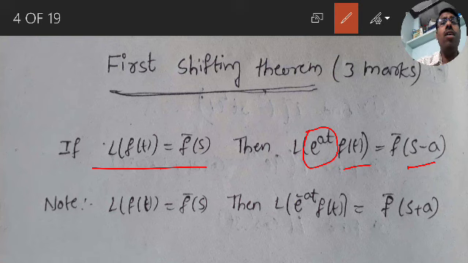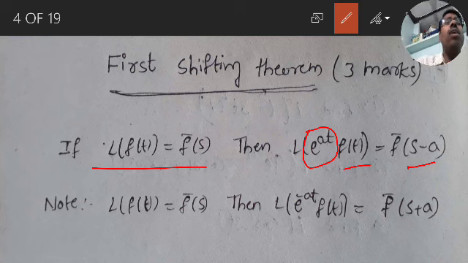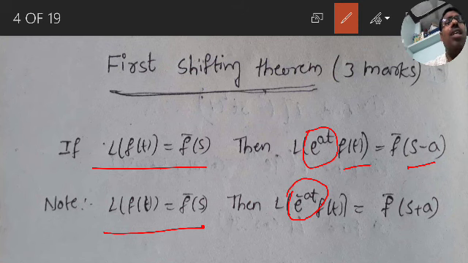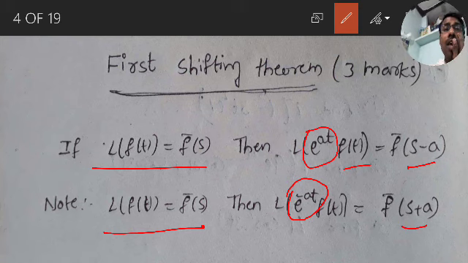Are you getting it? If L of f of t is equal to f bar of s, then L of e power of at into f of t is equal to f bar of s minus a. Similarly, if f of t is multiplied by e power of minus at, then L of e power of minus at into f of t is, in place of s, s plus a, that is f bar of s plus a. So this is our first shifting theorem.